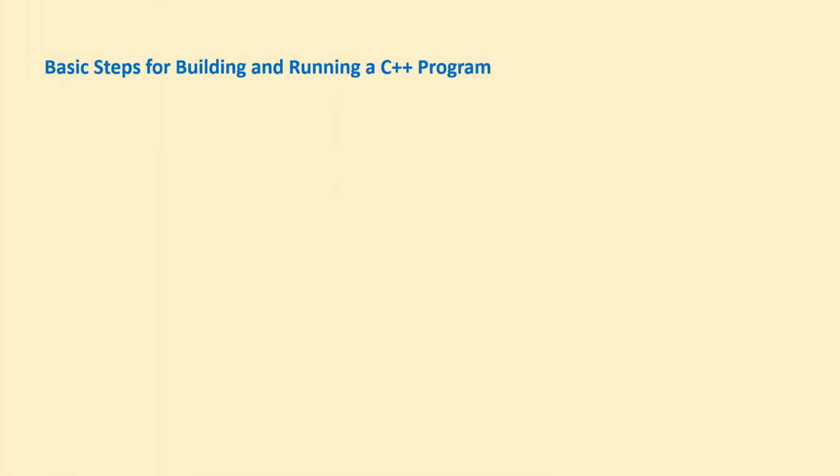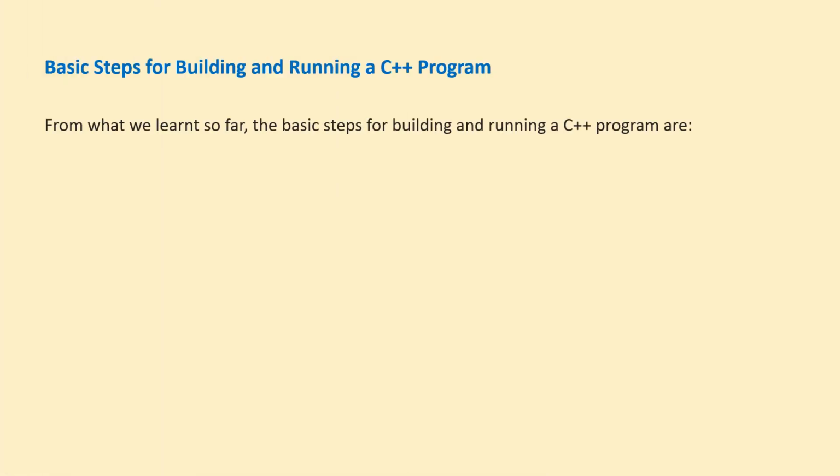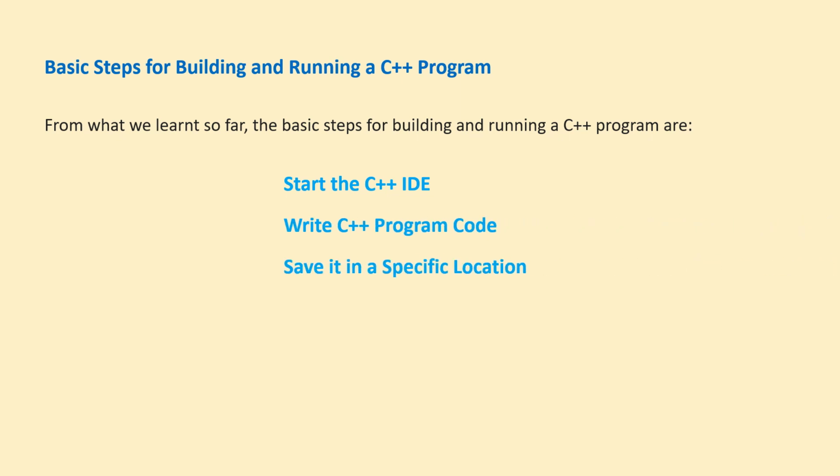From what we learned so far, the basic steps for building and running a C++ program follow this hierarchy. Start the C++ IDE. Write C++ program code. Save it in a specific location. Compile and run the program. And finally, view the output.